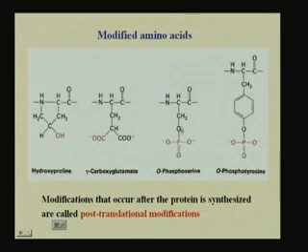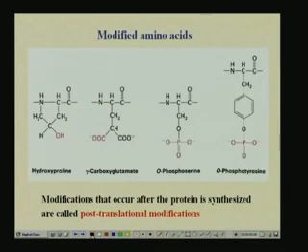What is serine? Serine is, now you recognize this as part of the polypeptide chain. How is this part of the polypeptide chain? Let's just get here and we'll show you how this is part of the polypeptide chain.